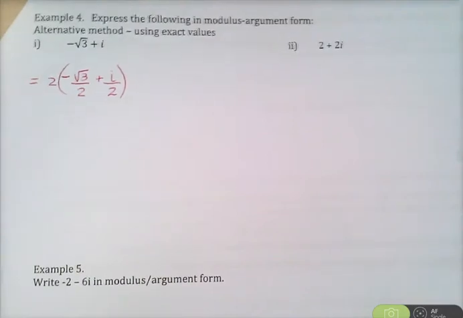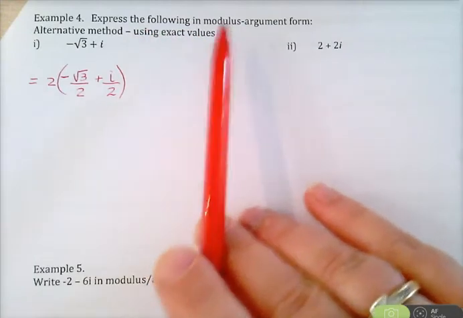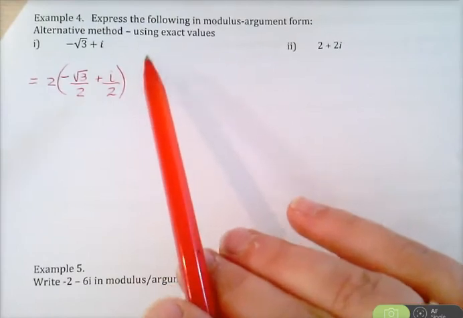Hi, we're on page 22 of the booklet. This is where we finished off last lesson with example 4, expressing the following in mod arg form. This is just an alternative method using exact values.